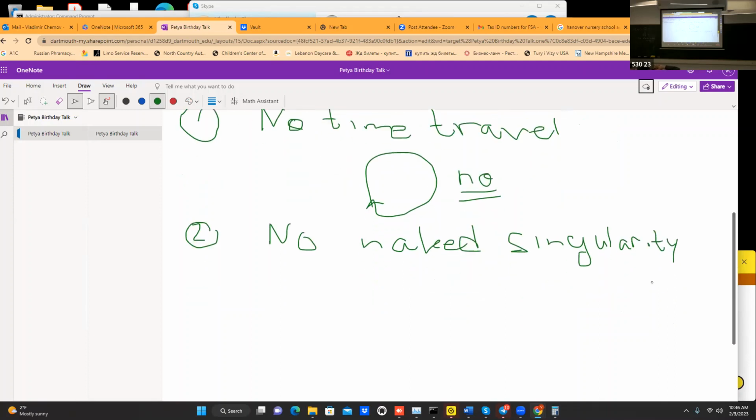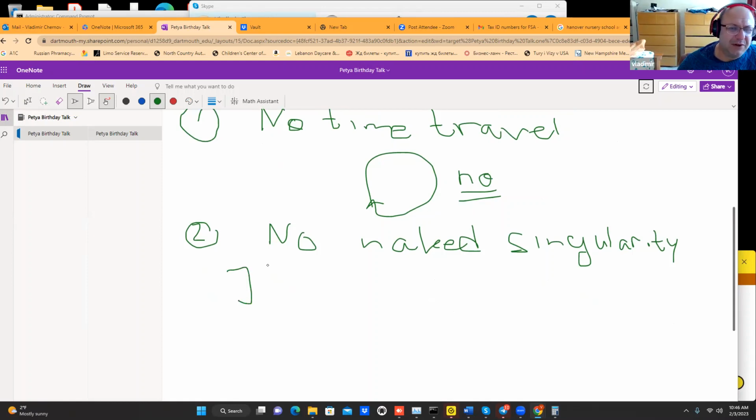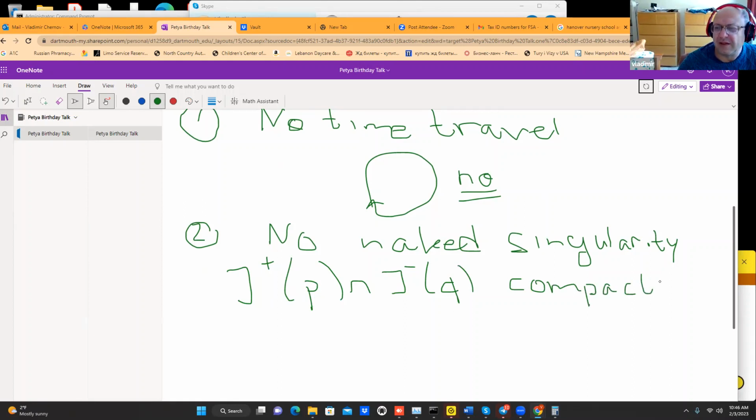No naked singularity means the following: the intersection of the causal future of a point P and the causal past of a point Q is compact for all P and Q.